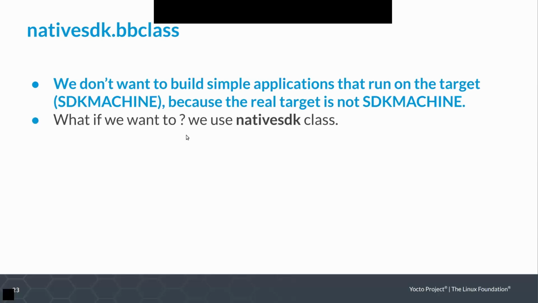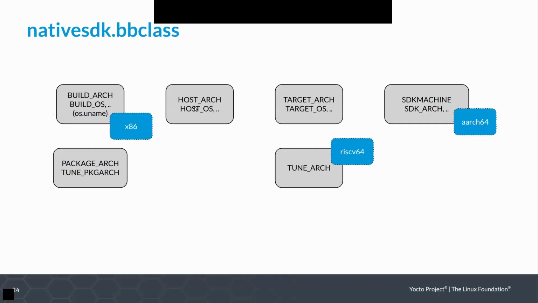But what if we want to do that? What if we want to create a package, create an application or binary that will run on the SDK machine or on the machine that will run the SDK? But we want these applications to not provide something for the final target. We want just an application to run on the SDK machine. So this is what native SDK class is for.